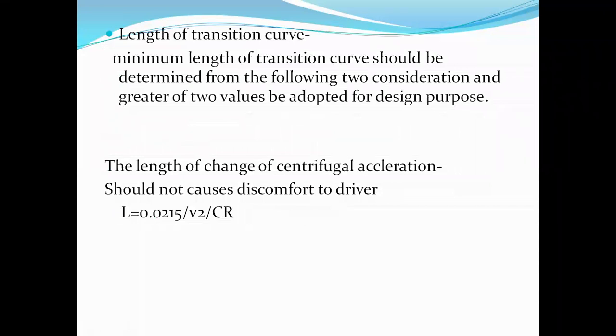Now the next point is the length of transition curve, or how to find out the length of the transition curve. The minimum length of transition curve should be determined from the following two considerations, and the greater of the two values be adopted for design purpose. That is, the length of the transition curve is found from two considerations, and the one which has the greater value is taken for the design of the length of the transition curve.